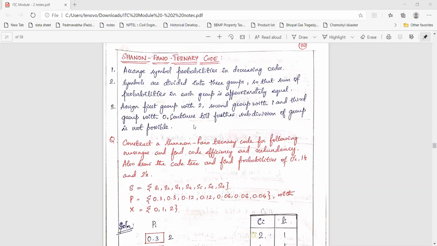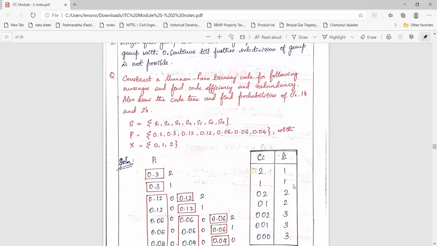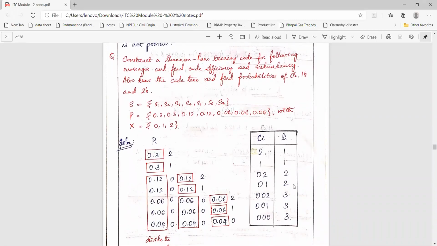In order to understand this type of coding, let's consider an example. The question says, construct a Shannon-Fano ternary code for the following messages and find the code efficiency and redundancy. Also draw the code tree and find the probabilities of zeros, ones, and twos. The symbol set is S1, S2, S3, S4, S5, S6, and S7, and the probabilities are given as 0.3, 0.3, 0.12, 0.12, 0.06, 0.06, and 0.04 with the values of x equal to 0, 1, and 2. These are the symbol probabilities given.